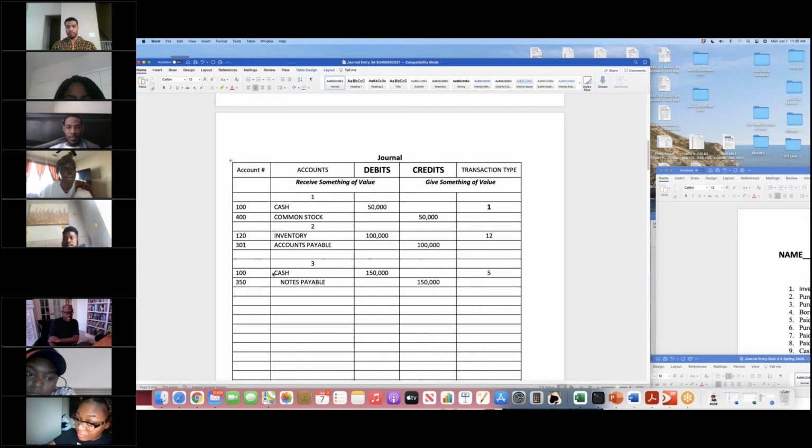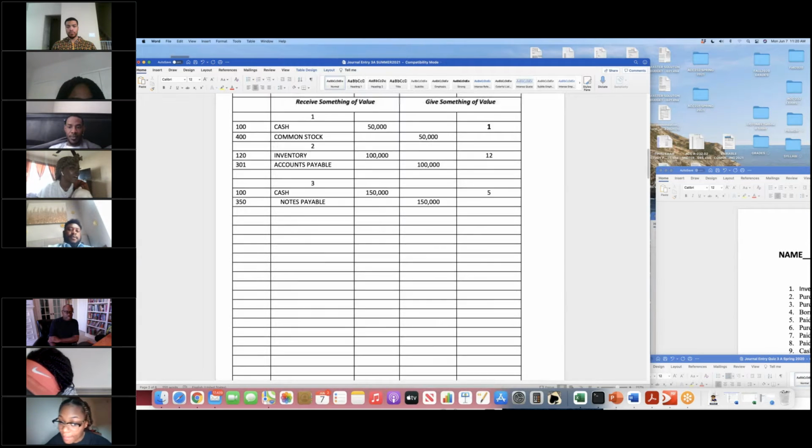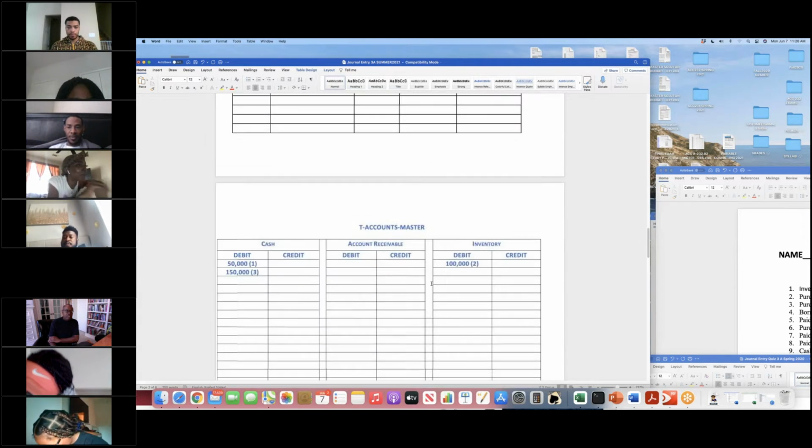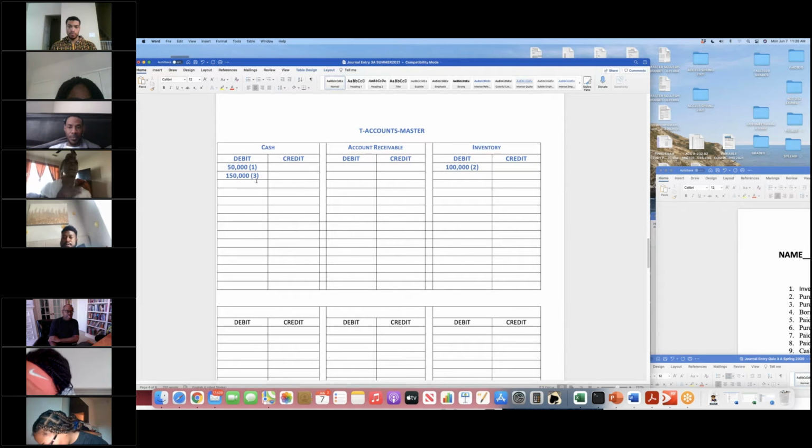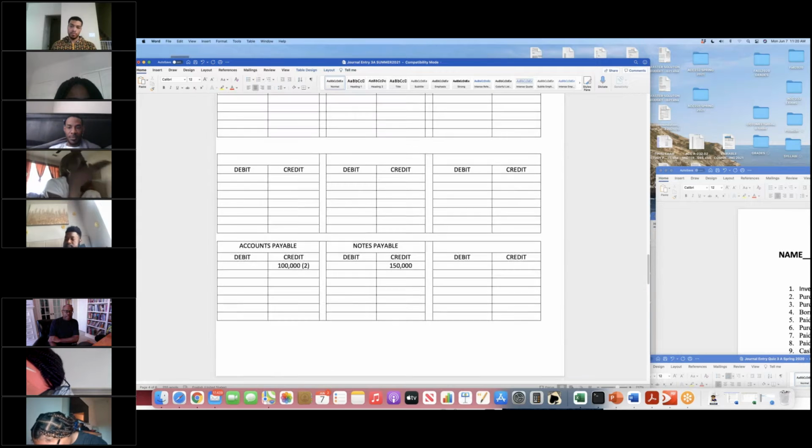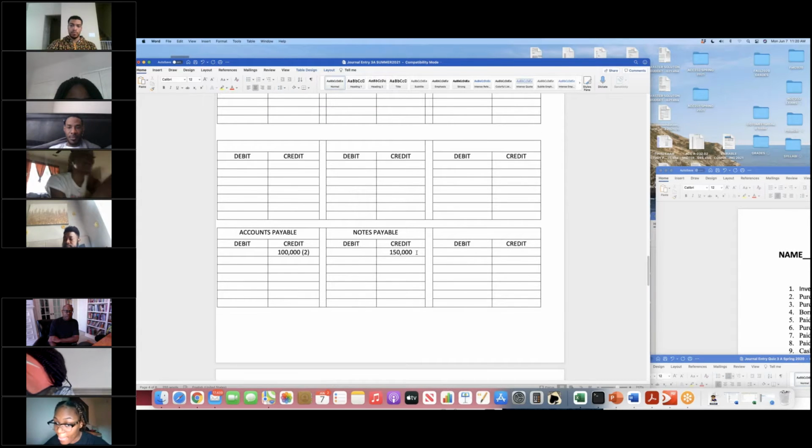You have one account, cash, on the debit side. You have another account, notes payable, on the credit side. One debit, one credit. So when we go in here, for transaction 3, the cash is a debit of 150, and you always have to have a balancing credit of 150.